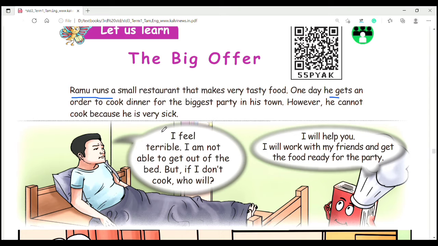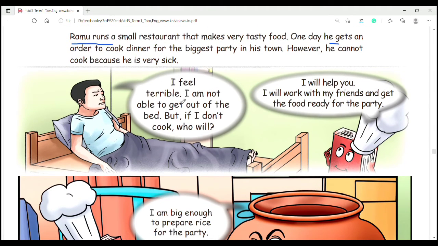However, he cannot cook because he is very sick. But at that time, Ramu was very sick. So how can he cook? Because he's very sick, right? So he cannot cook. Now, let's see what Ramu is telling. I feel terrible. I'm not able to get out of the bed. But if I don't cook, who will?